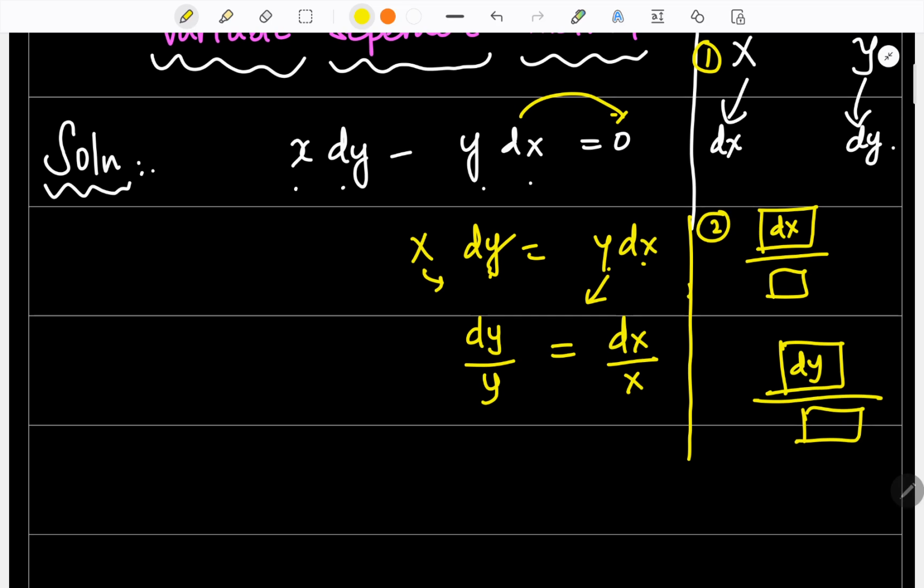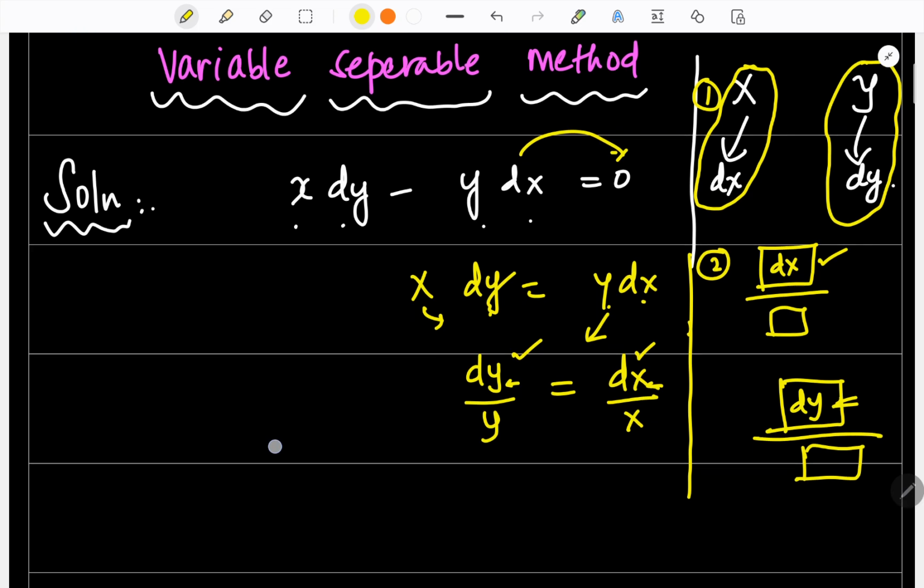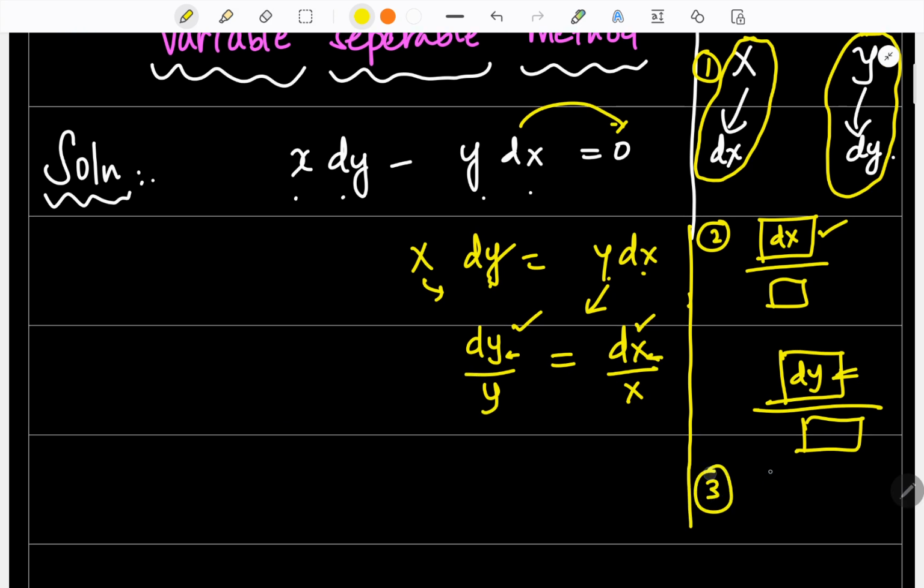Now make sure whether you have done the variable separable or not. What did I say? Separate x with dx, and separate y with dy. And step number 2 is dx should be in the numerator, and dy should be in the numerator. Yes, it is. Now, step number 3. What is step number 3? You are going to integrate.